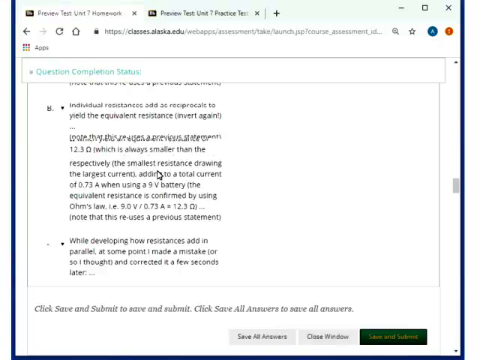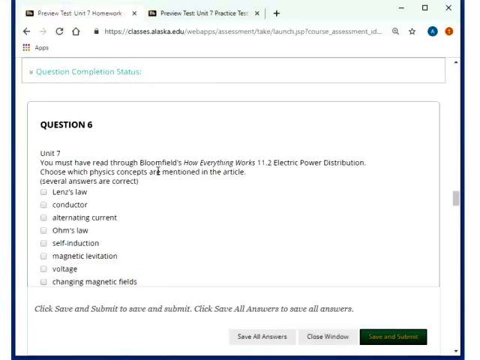And then of course work through Bloomfield's, read this chapter here and then check which ones apply. There's a lot of them actually that apply in this one here. Off the top of my head, I know it had Lenz's law in it. There should be something about conductors in there, alternating currents, Ohm's law. Quite a bit are in here.